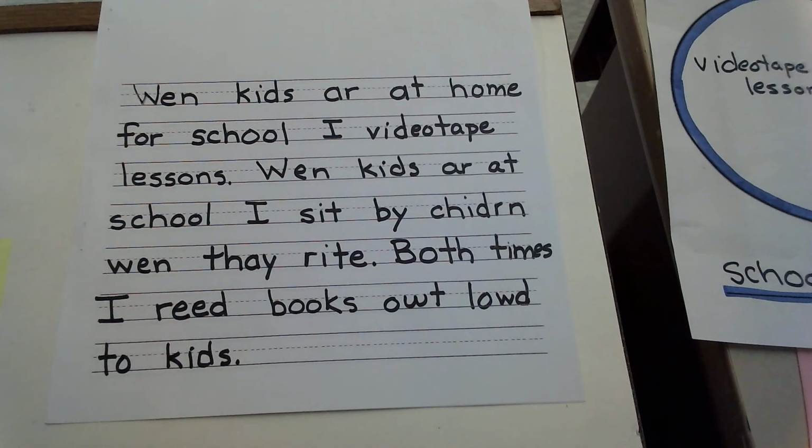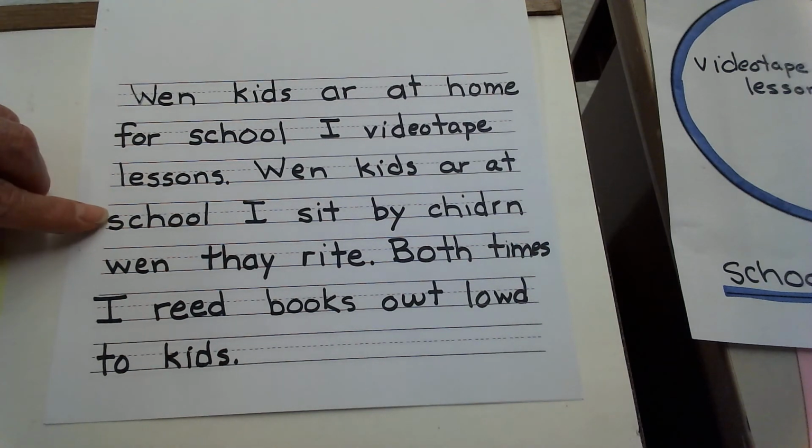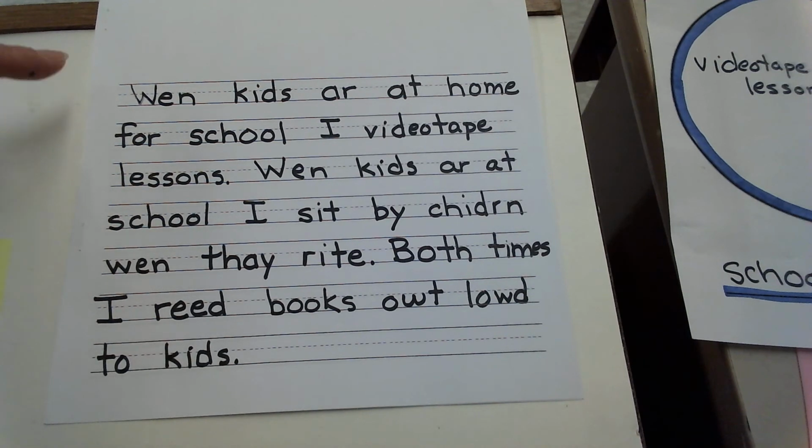So this is my writing to compare when children are learning at school and children are learning at home. I wrote a sentence about when they're at home that's not true about when they're at school, a sentence for when they're at school but not for when they're learning from home, and a sentence about both. I'll read it again. When kids are at home for school, I videotape lessons. When kids are at school, I sit by children when they write. Both times, I read books out loud to kids. I'm done with my writing. I wrote some sentences to compare when children are learning at school and at home, to tell how they're different and something the same.